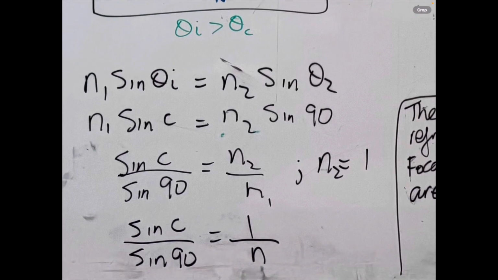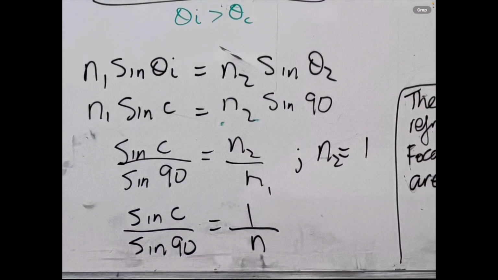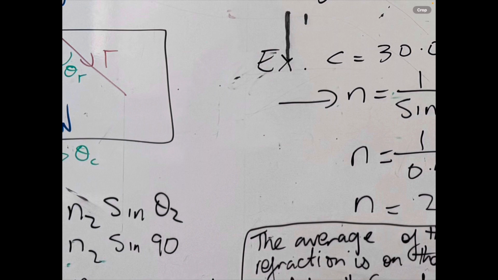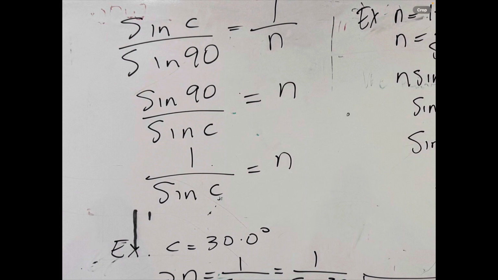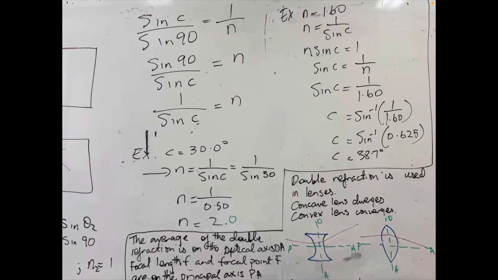In this case, N2 is equal to 1. So 1 over N is equal to sine C over sine 90. So N is equal to sine 90 over sine C. Sine 90 is 1. So therefore, the final equation to represent total internal reflection is N is equal to 1 over sine C.